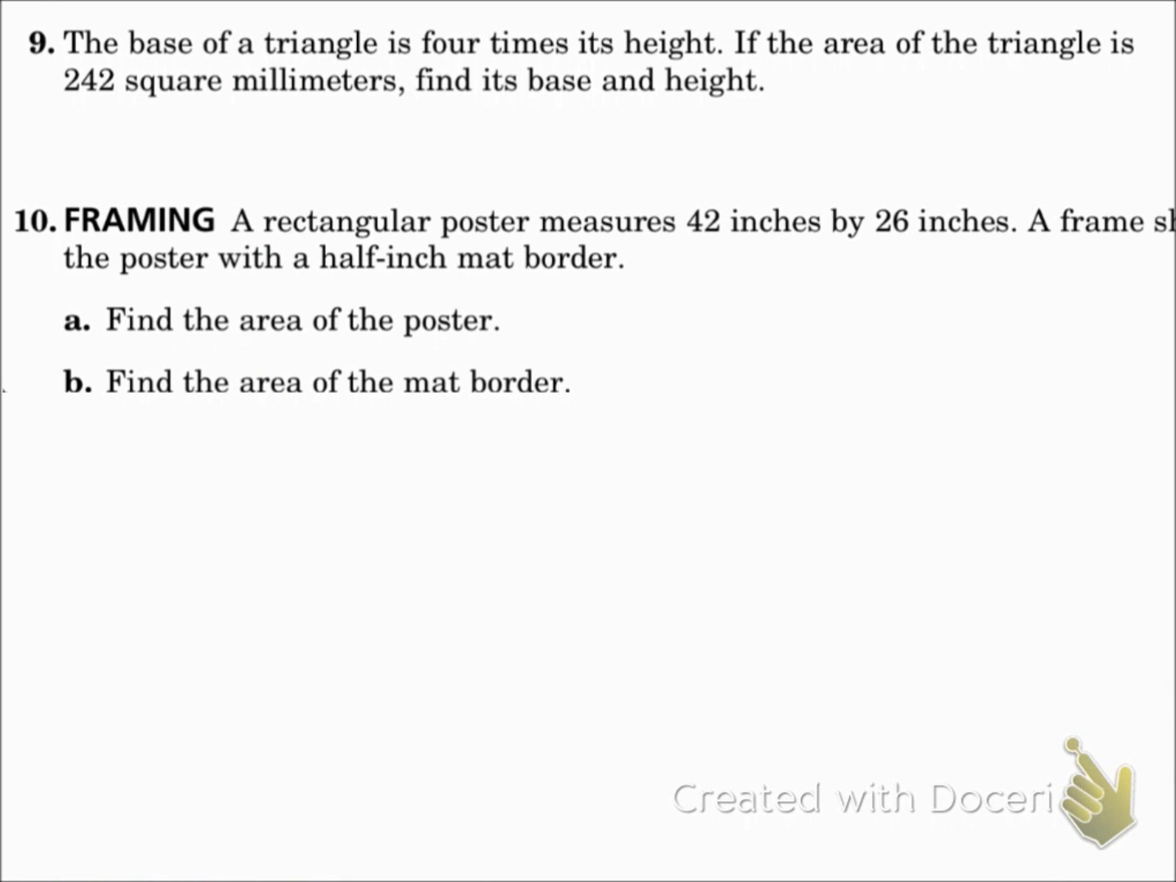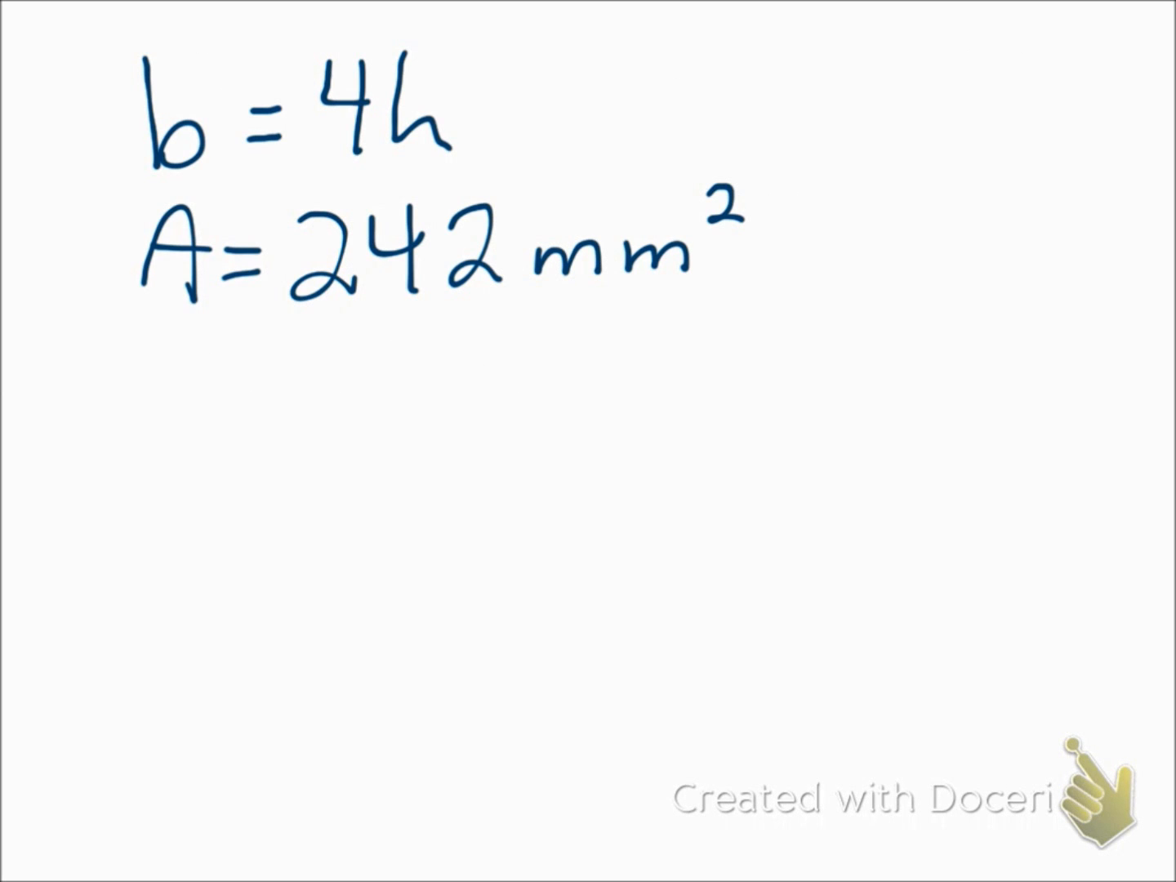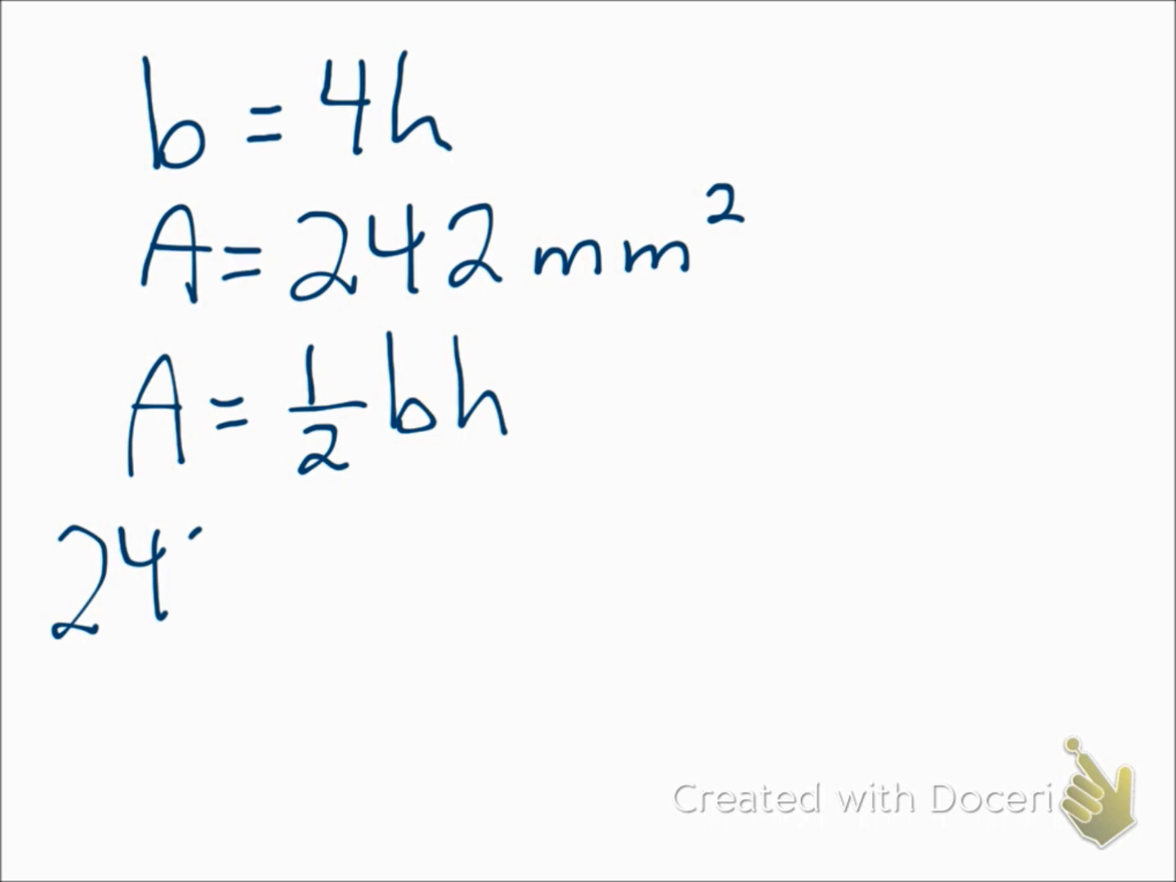Question 9. The base of a triangle is 4 times its height. If the area of a triangle is 242 square millimeters, find its base and height. So we have a triangle where the base is 4 times the height. Let's use the area of a triangle formula. Area is 1/2 base times height. We're going to solve for the base and the height. I know the area, which is 242.